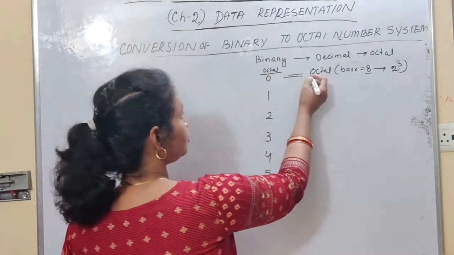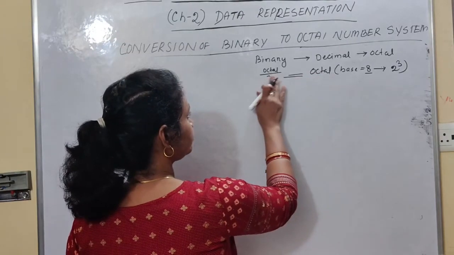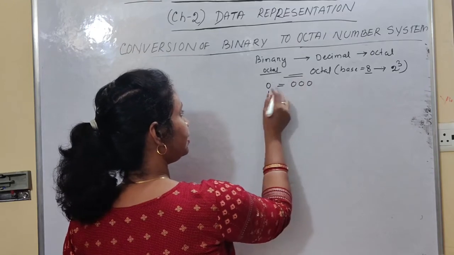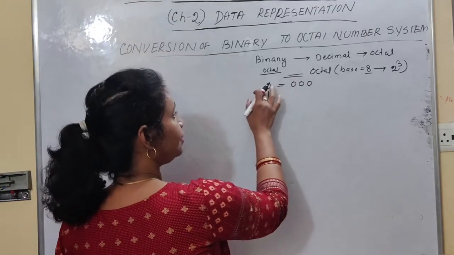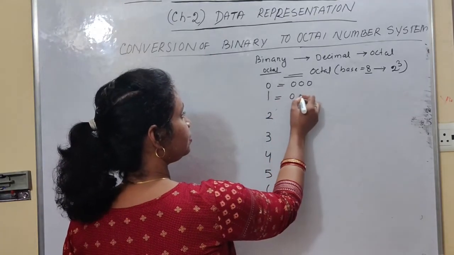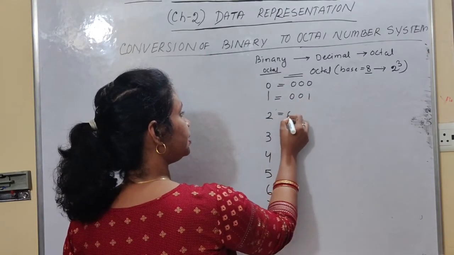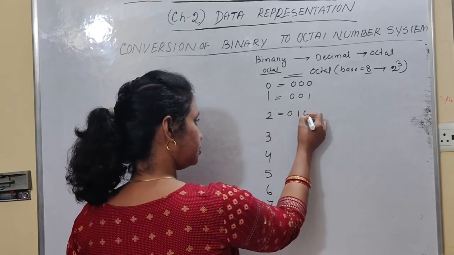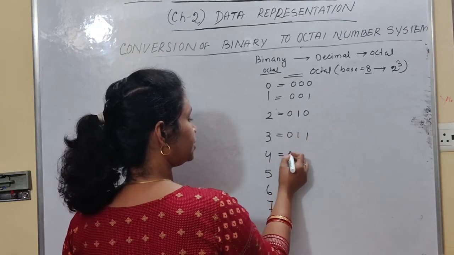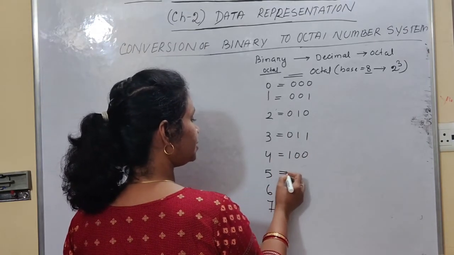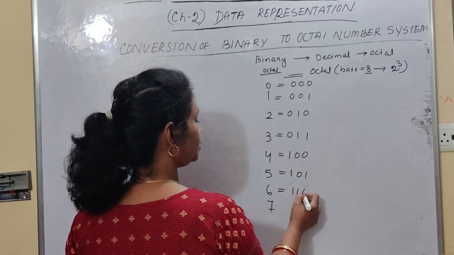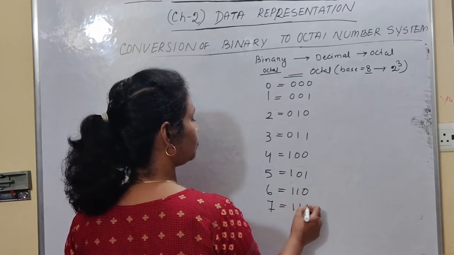So 0 is represented by 0, 0, 0. 1 is represented by 0, 0, 1. 2 is represented by 0, 1, 0. 3 is represented by 0, 1, 1. 4 is represented by 1, 0, 0. 5 is represented by 1, 0, 1. 6 is represented by 1, 1, 0. And 7 is represented by 1, 1, 1.